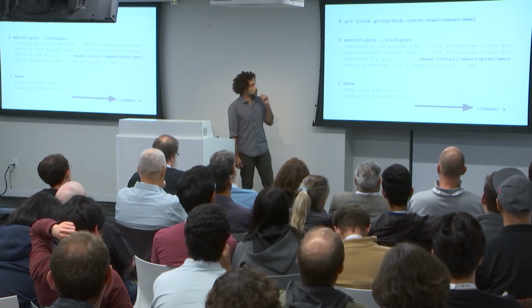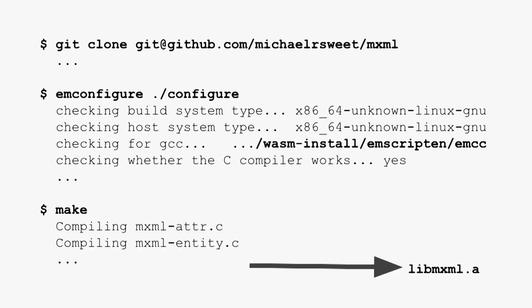What I decided to do was actually just pull down the library. I thought, OK, this library, it sounds like XML. It's probably not using any OS features. I can probably compile it myself. So I pulled down the repo, just like the other one.